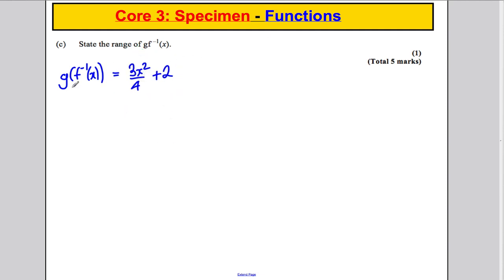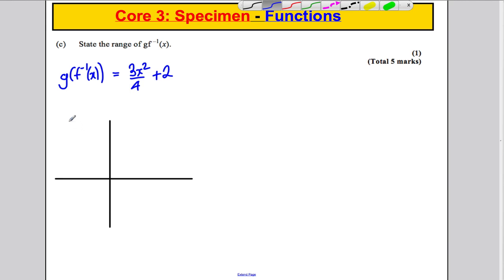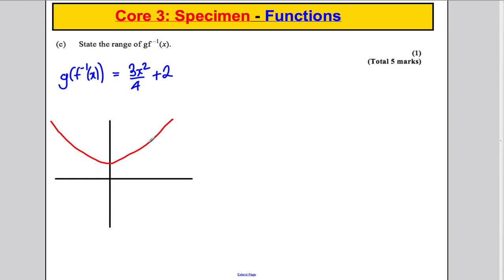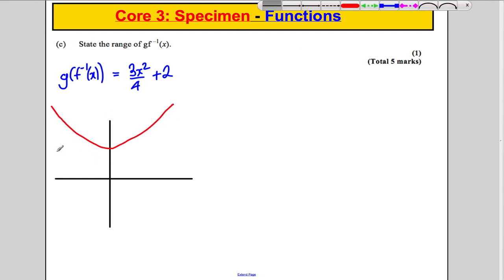It always tends to be easiest to find the range of a function by drawing what it looks like. So it's an x squared, it's a quadratic. Now an x squared normally looks something like this. A 3/4 x squared would be slightly shallower than this, maybe something like this here. And 3/4 x squared plus 2 means you shift up by 2. So you shift it up by 1 unit, 2 units, so that the line there is the line y is equal to 2.